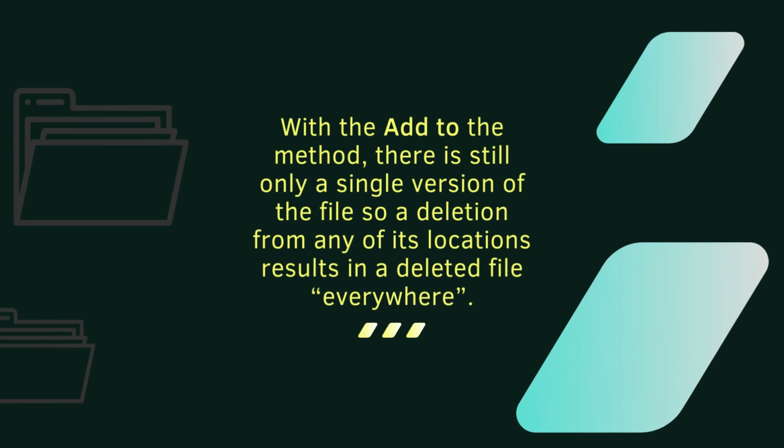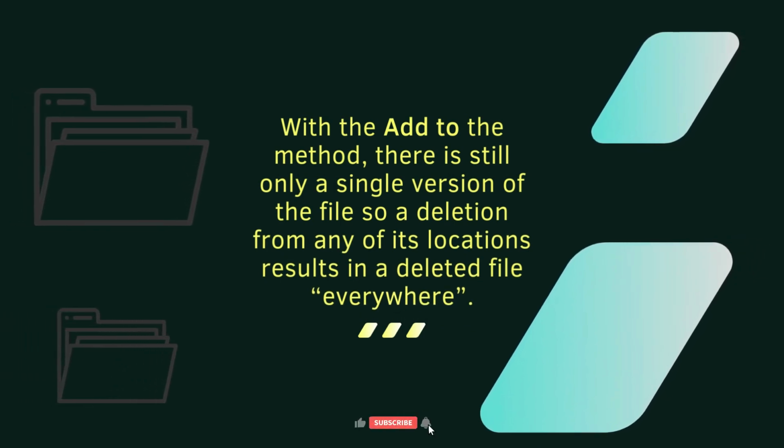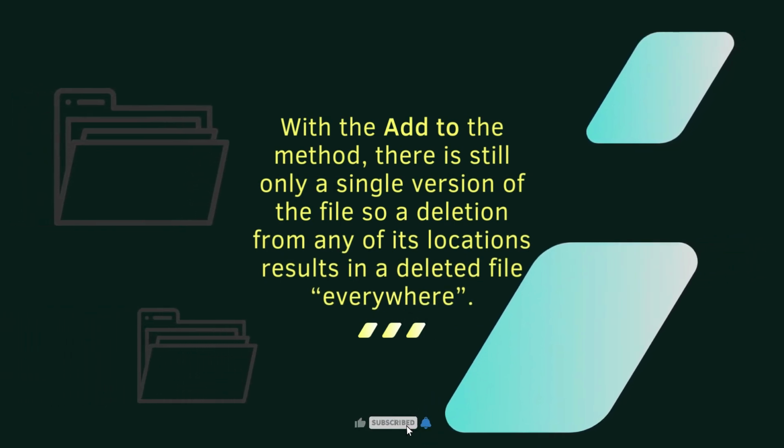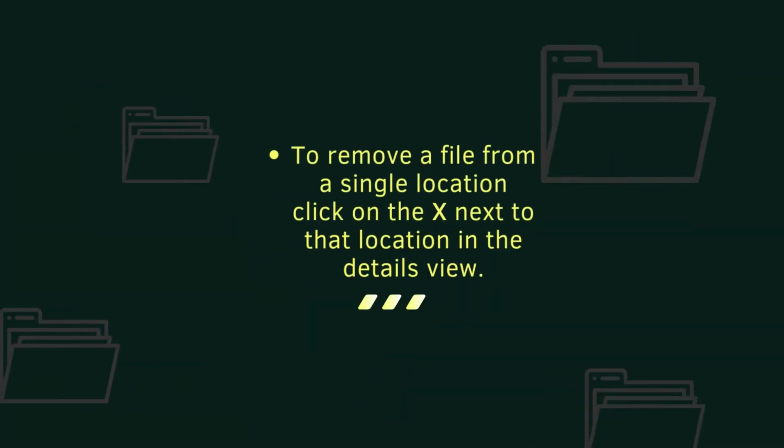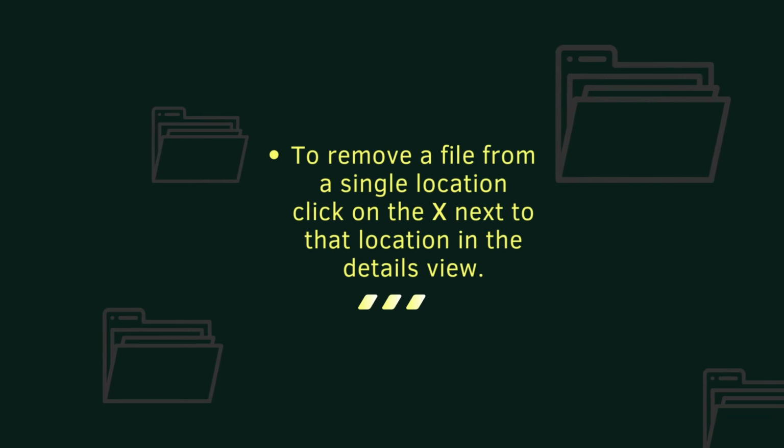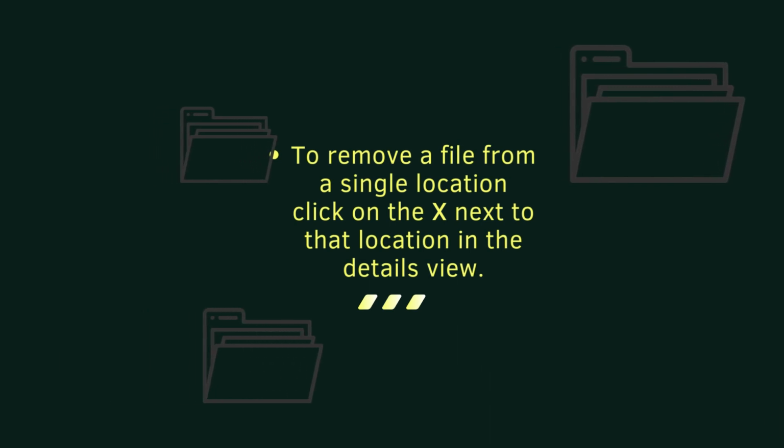With the Add to method, there is still only a single version of the file, so a deletion from any of its locations results in a deleted file everywhere. To remove a file from a single location, click on the X next to that location in the Details view.